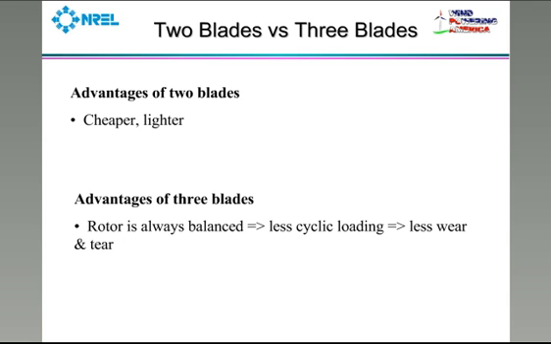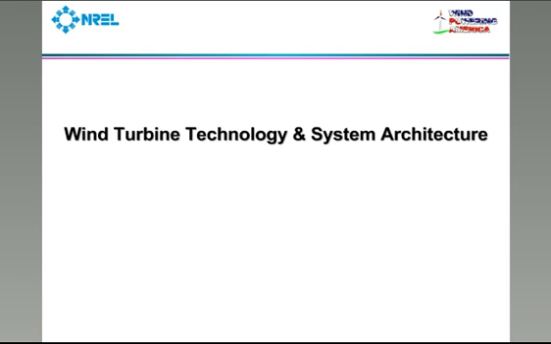The disadvantage of 2 blades is that the forces on the hub are different when the blades are horizontal, when they're sticking out, versus when they're vertical, when they're straight up and down. And so as the rotor spins, there's a cyclic load on the hub and a little bit more wear and tear on your turbine. With a 3-bladed rotor, the rotor is always balanced. The forces are the same regardless of how it's spun. So you'll get less cyclic loading, less wear and tear. So again, it's just whatever the manufacturer prefers. They both work, and it just depends on what's important to you.